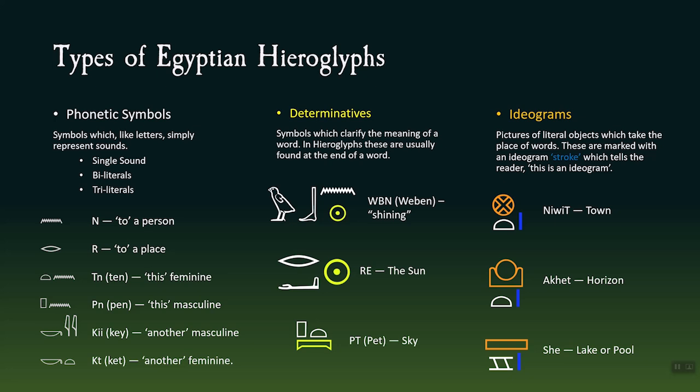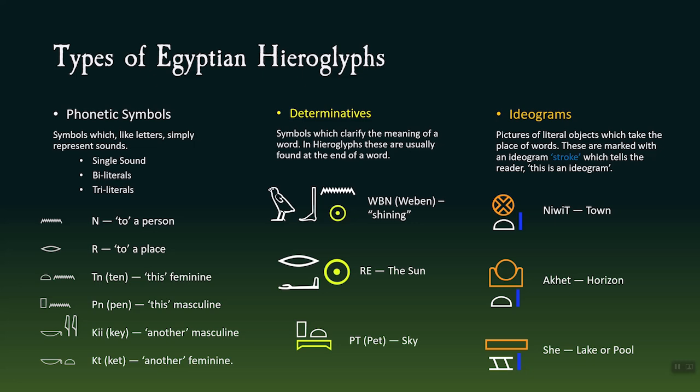To get us started, I have to introduce these three categories. This is very important. In fact, this is probably the most important thing to know when you're trying to understand Egyptian hieroglyphs. The first thing is that there are phonetic symbols. These are symbols that resemble what we would think of as an alphabet. So you have, for instance, single sound phonetic symbols. For instance, N is the water sign. R is a mouth. These are symbols that can be summarized as a sound, just like R, N, T, U, V.